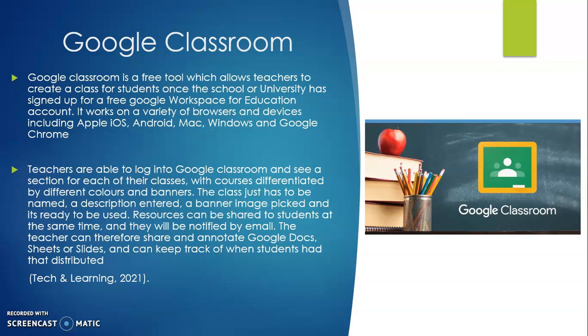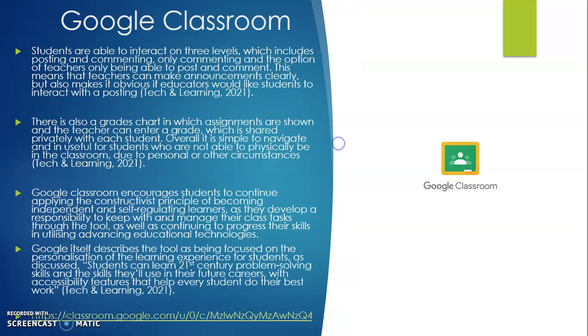Teachers are able to log into Google Classroom and see a section for each of their classes with courses differentiated by different colors and banners. The class just has to be named, a description entered, a banner image picked, and it's ready to be used. Resources can be shared to students at the same time and they will be notified by email. Teachers can therefore share and annotate Google Docs, sheets, or slides and can keep track of when students had that distributed.